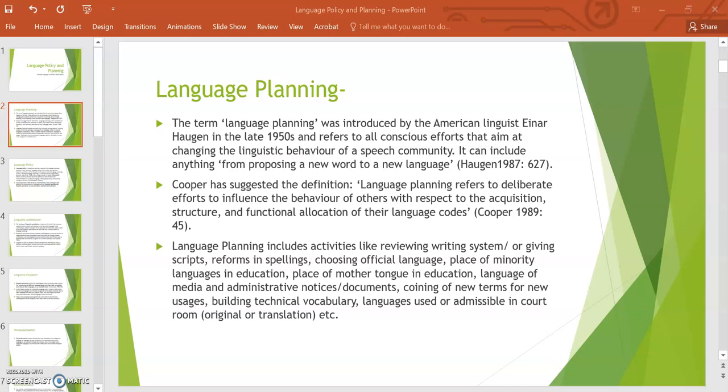language planning. So language planning includes activities like reviewing the writing system or giving scripts, reforms in spelling, making the spelling system, writing system and grammar uniform, choosing an official language, the place of minority languages in education, the place of mother tongue in education, language of media and administrative notices, documents, coining of new terms for new usages, building technical vocabulary, languages used or admissible in courtroom, original or in translation. So all of these activities will come under language planning.